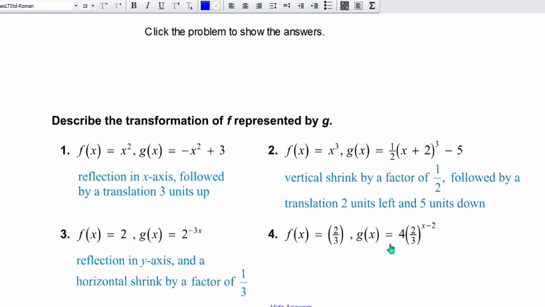Here I have 2 things. I have A is 4, that's a vertical stretch of 4, and this is my new position for H, so it's going to shift it right 2.